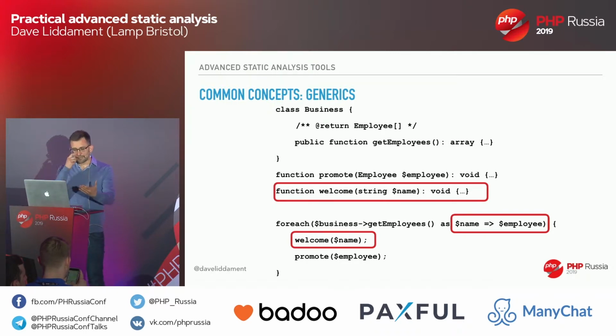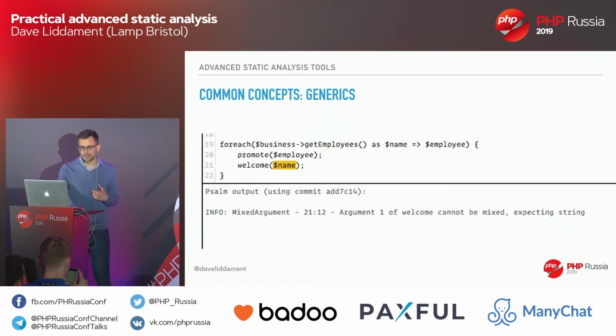Now, with the information we have here, we don't know what the key is. And if we put this code through Psalm, it would give us this error, and it would say, I don't really know what name is. If Psalm doesn't know the type of something, it says it's type mixed, and here it's saying, I'm expecting argument 1 of welcome cannot be mixed, it's expecting a string. So it's telling us it's seen something that is a problem.